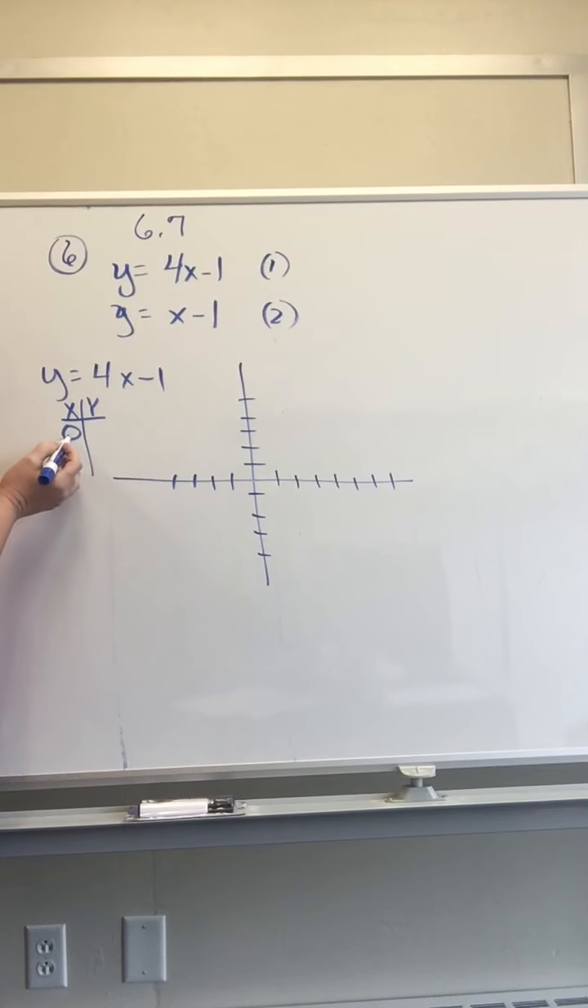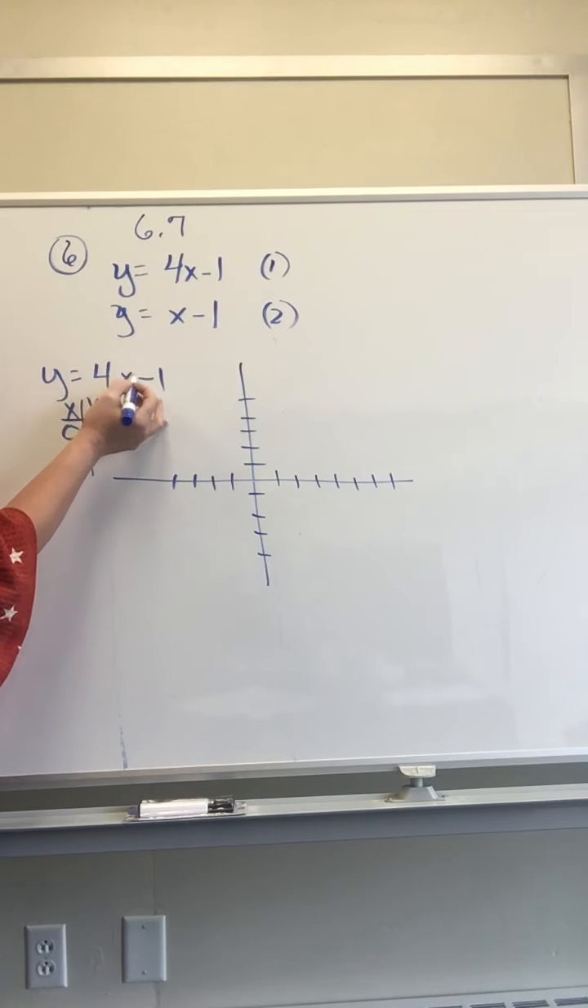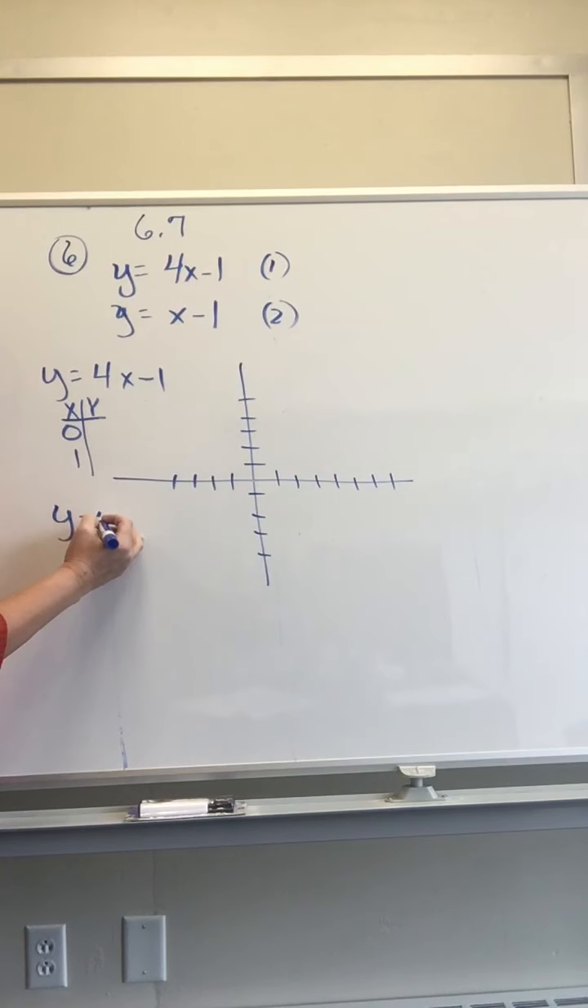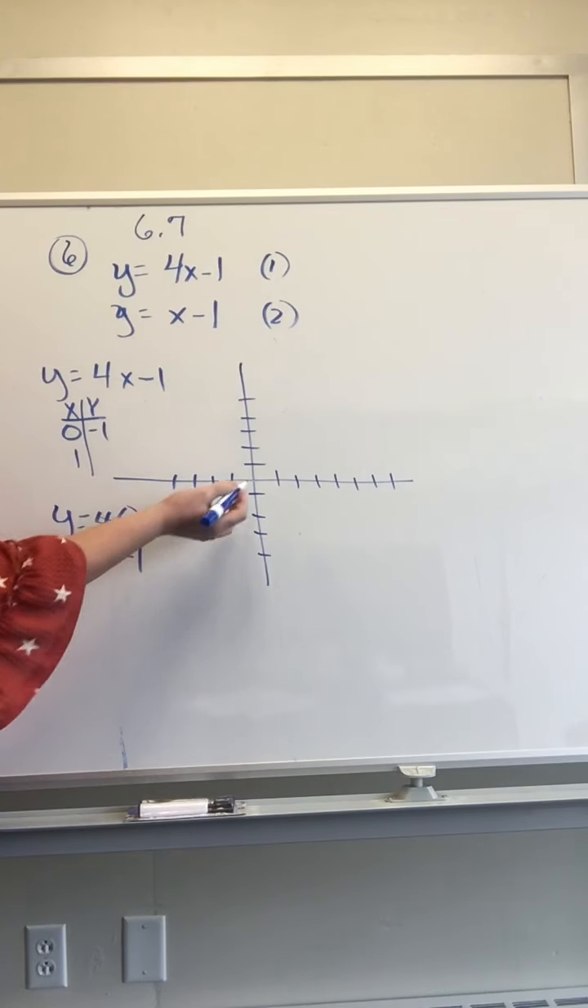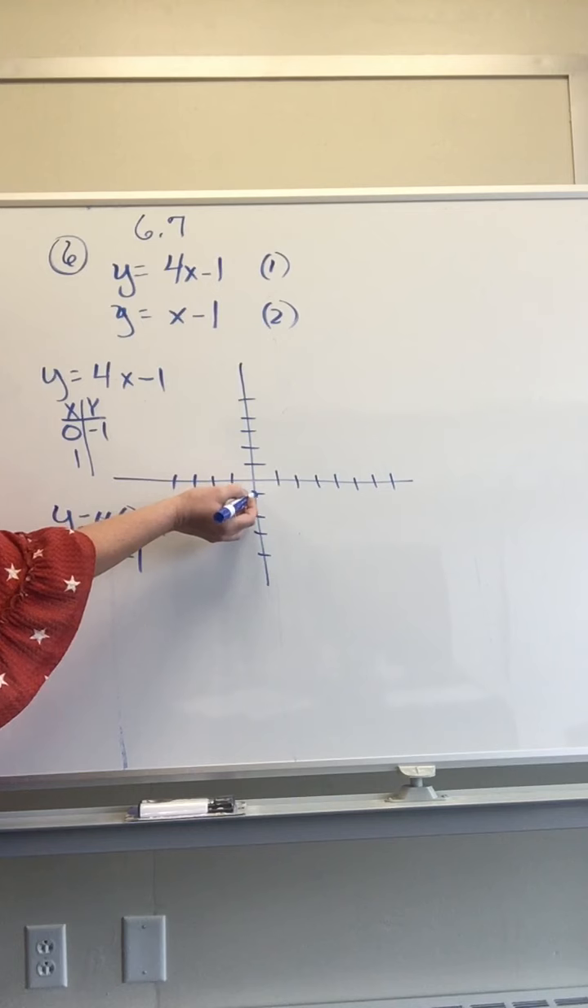I'm going to plug in when x is 0, y will equal 4 times 0 minus 1. Right? If I plug in 0 for x, I would have 4 times 0 minus 1, and y would equal, that would be 0 minus 1 or minus 1. So that's a point I can plot. 0, negative 1. That would be 0 and then down 1, negative 1.